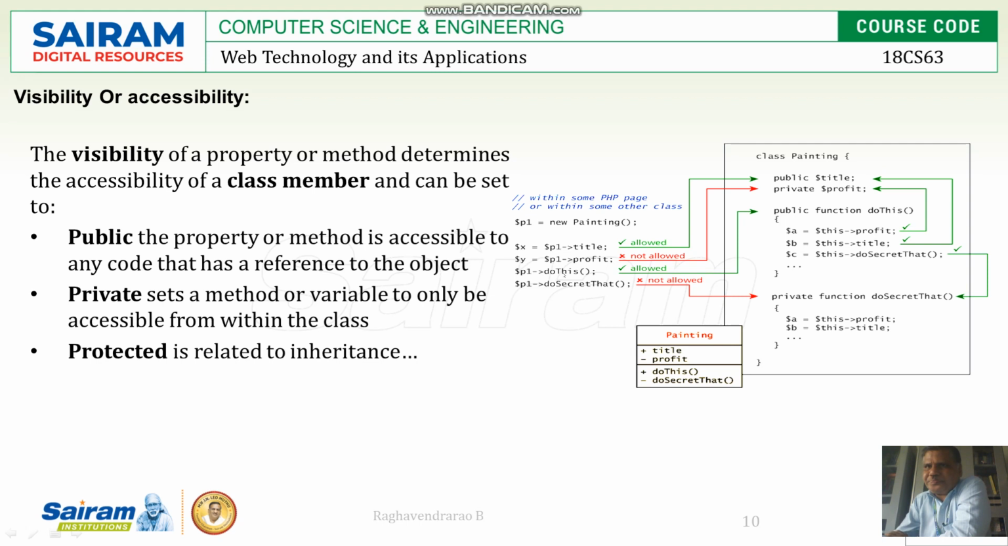But what happens here, do this function, again P1 do this function is going to be accessed, but under this function there is do secret that. This function can be accessed through the public functions, private can be accessed but not directly. Now again P1 do secret that function, you cannot call it directly because it is a private function, it cannot be accessed, but through the public one you can access that. In the public function, do secret that is available, so you can access that.